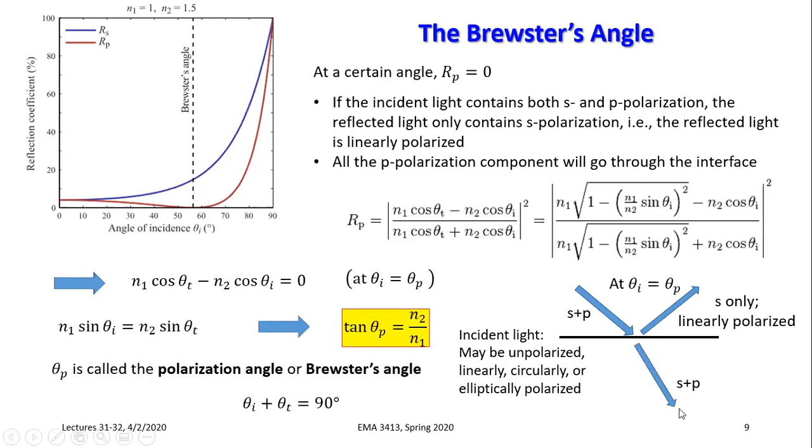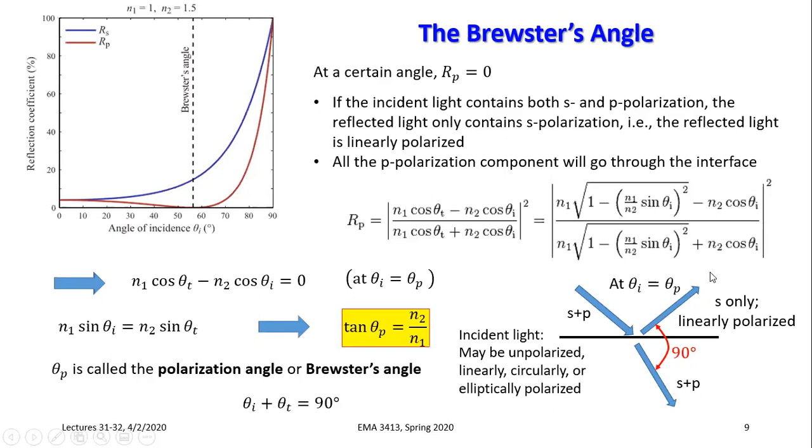So the reflected light will have both S and P waves. So remember, the S wave is going in and out of this plane, and the P wave is oscillating this way. And for the reflected light, you only have the S wave. So now it becomes so-called linearly polarized. There's only one particular direction. It's always going to be in that direction, perpendicular to this plane. Okay, and by the way, the angle between the reflected and the refracted light is 90 degrees.